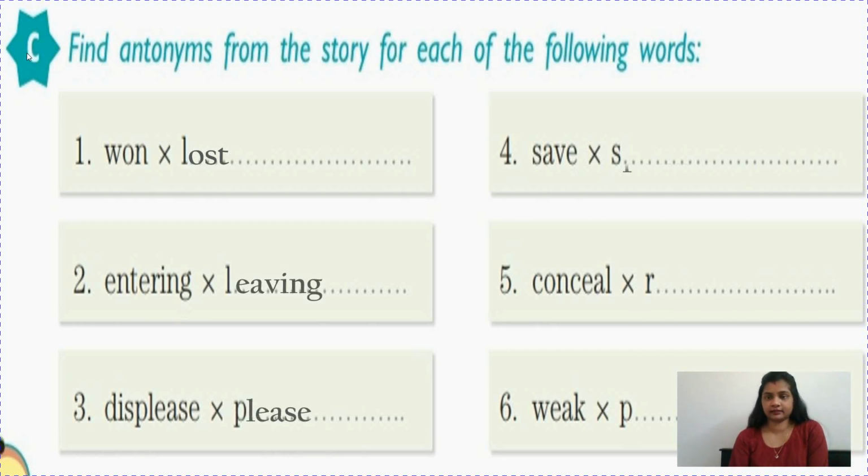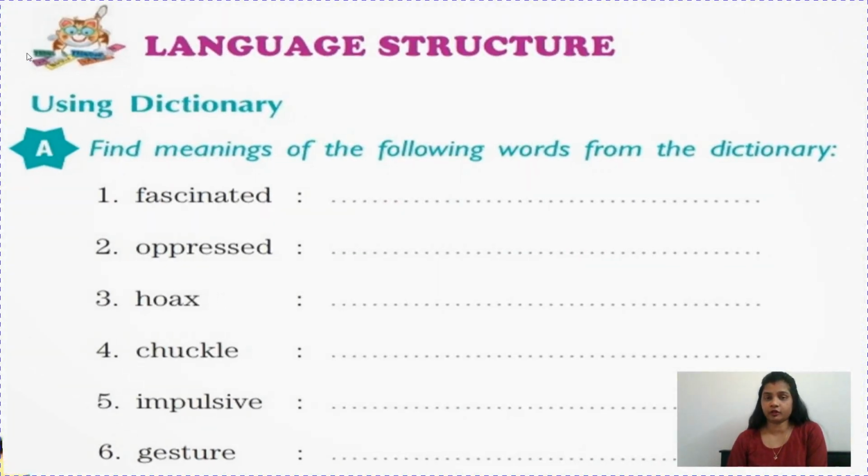Displease, please. Save, spend. Conceal is to reveal. They revealed their true identity. And weak is powerful. We have learned powerful Kauravas. Now here children, language structure. You have to take the help of dictionary.